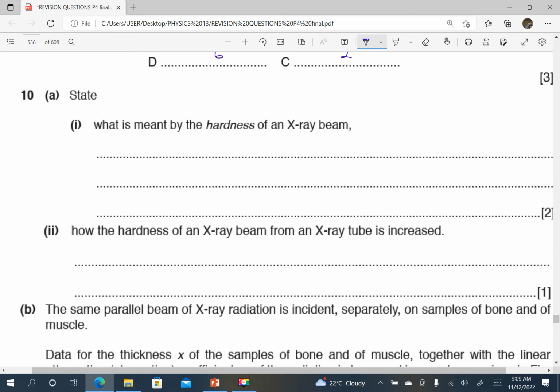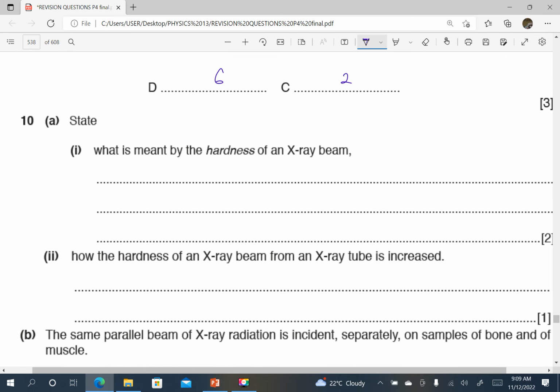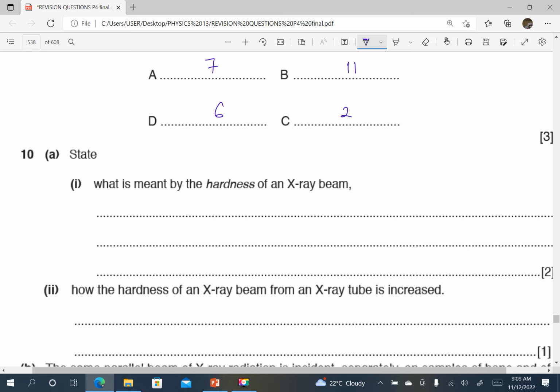State what is meant by hardness of an X-ray beam. I think at this point we now know what hardness is. It is the penetration power of a beam of X-ray. So that is the penetration power.